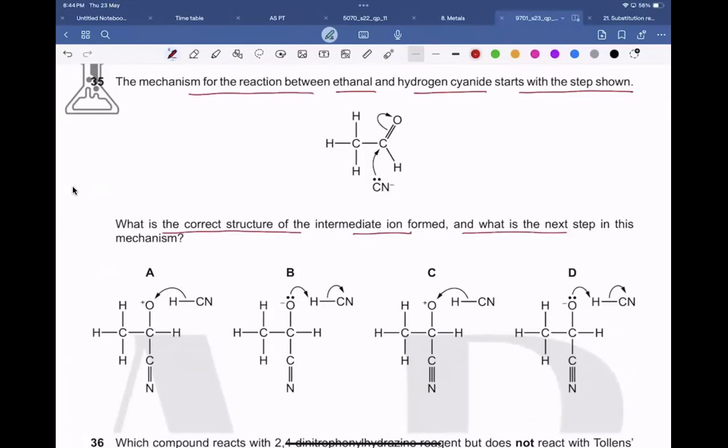And C, oxygen has a negative lone pair and it attacks. So D is correct and this attack is wrong. So C goes wrong as well and D is our correct answer. Is this clear?